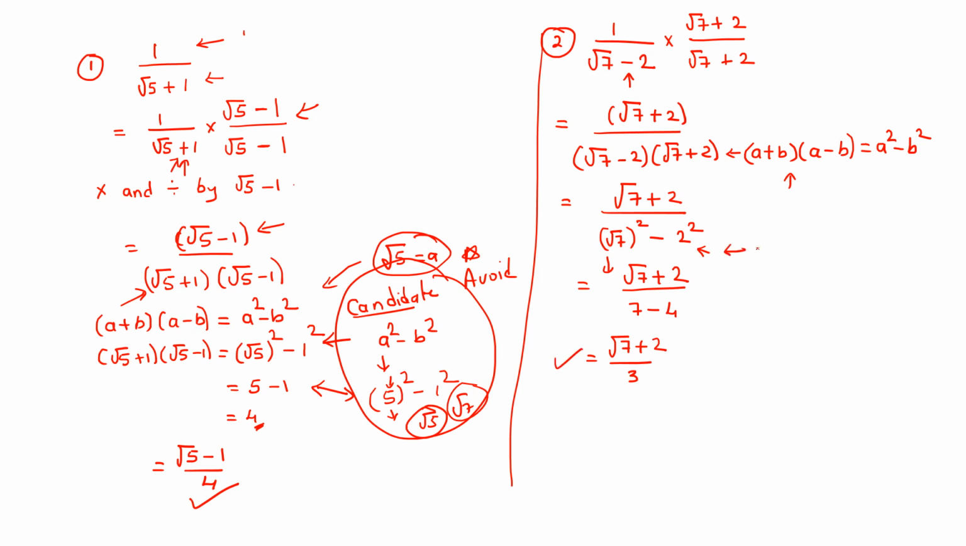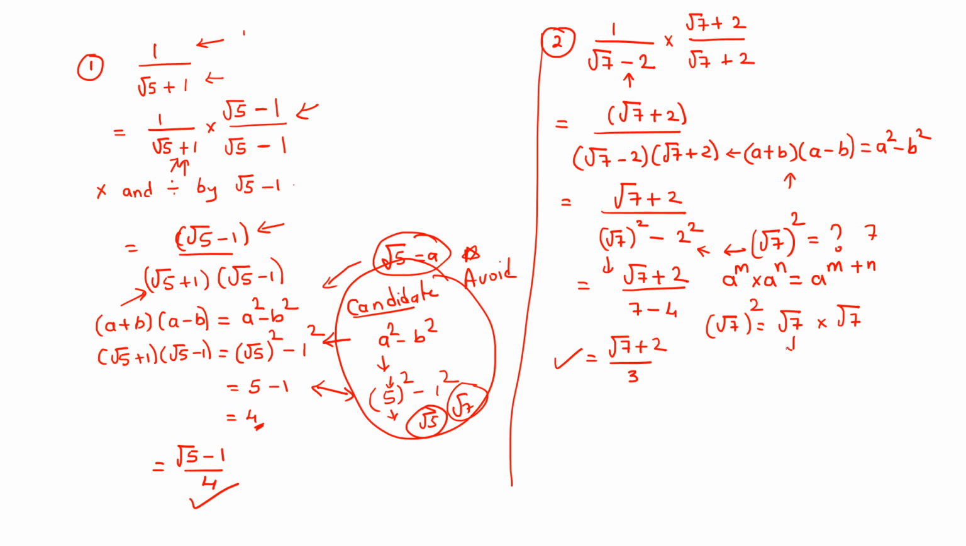Now some of the candidates will have confusion. Root 7 to the power of 2 is how much? They don't understand how this 7 comes up. So let us go back to the basics. You know a to the power of m into a to the power of n is equal to a to the power of m plus n. So here this is root 7, and they are telling square, that means I'm going to write root 7 two times.